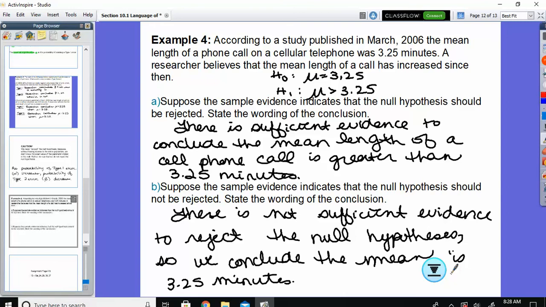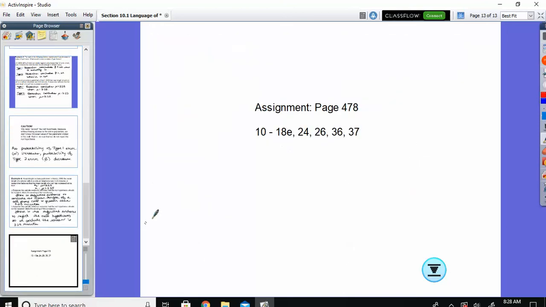Okay, so we've done really three things today. We talked about how to set up a null and alternative hypothesis. We talked about the types of errors that we make, and we're just talking about the wording of these things. We'll actually start doing examples, testing these hypotheses tomorrow. Next, I'm going to hand back the tests, and we're going to go over those.